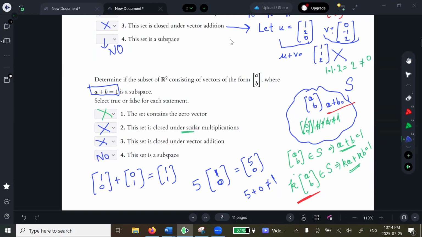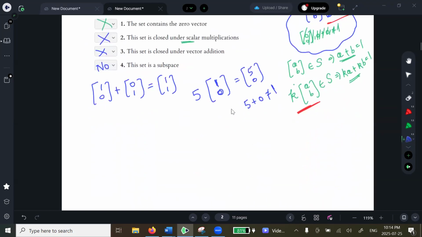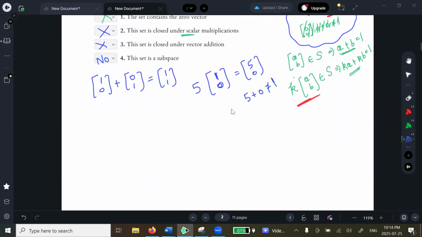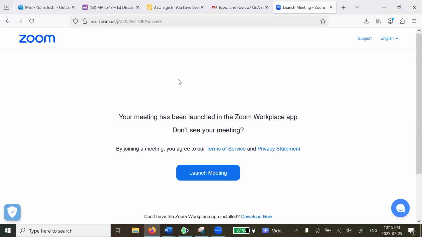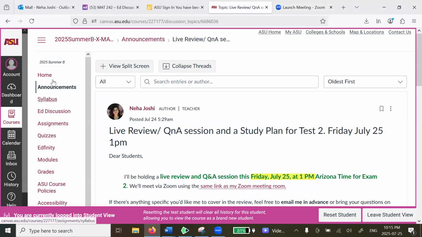So this was a case where I picked examples where they were not subspaces. I guess I ought to give you an example where it is a subspace, right? Let's think of this one. I guess I'll have to figure it out. It's not coming to the top of my mind, but I probably will have it.